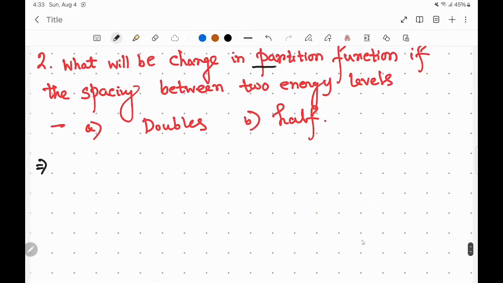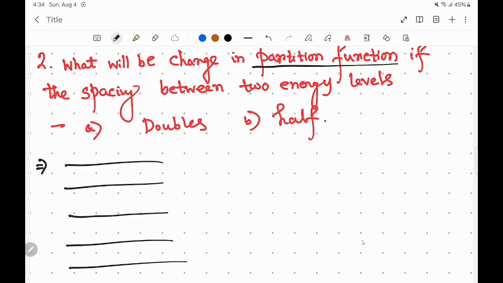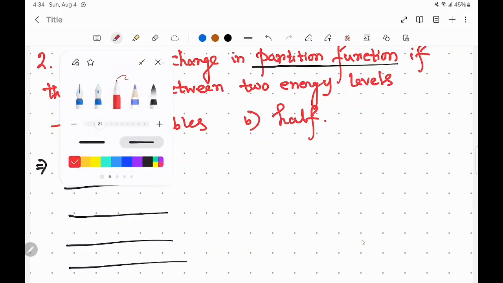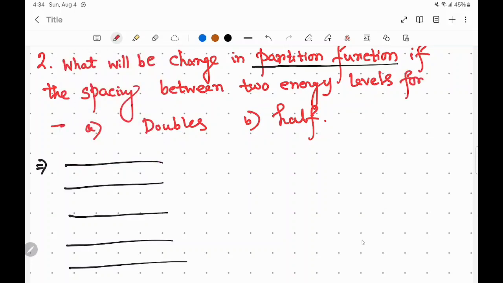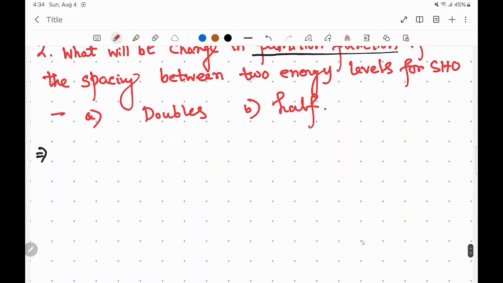We have to calculate the change in partition function. If the spacing between two energy levels, first option is doubles and halves. What is spacing? Spacing means energy gap. Energy levels are spaced, right? Like this. So these are spacings. You have to write it for the simple harmonic oscillator. This is very important for the simple harmonic oscillator.